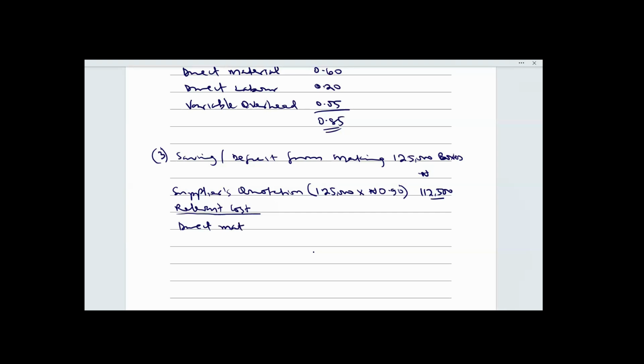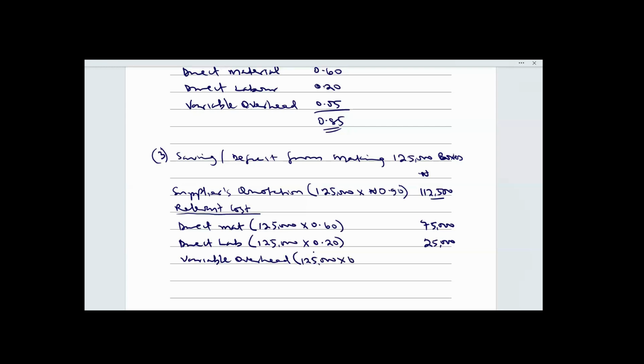Direct material, which is 125,000 multiplied by 0.60. This is 75,000, okay? Then we have direct labor, 125,000 multiplied by 20 kobo. This should be 25,000. Please confirm. Then we have variable overhead, 125,000 multiplied by 5 kobo, 0.05. What do you have there? That's 6,250.